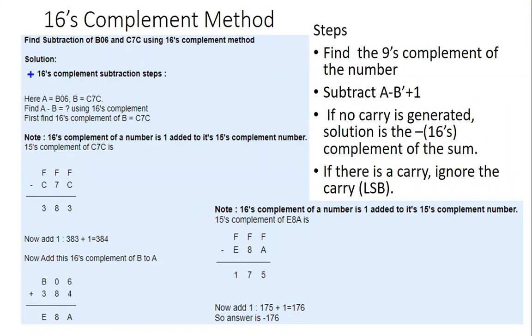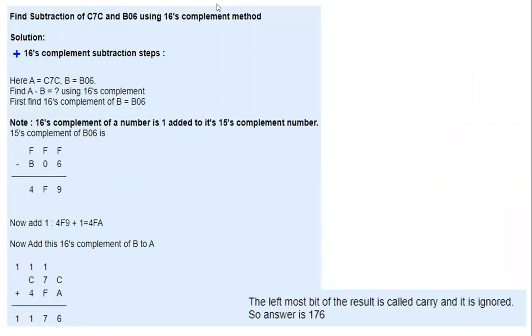Now another problem where carry will be generated. Clearly you can see over here that there is a carry generated. If carry is generated, what do we have to do in 16's complement? You have to ignore it. So this is with respect to complement. We have 1's complement and 2's complement, 7's complement and 8's complement which work for octal subtraction, 15's complement and 16's complement which work for hexadecimal subtraction, 9's complement and 10's complement which work for decimal subtraction.